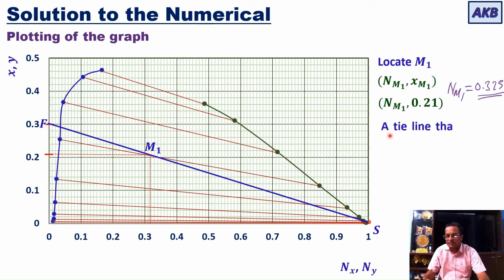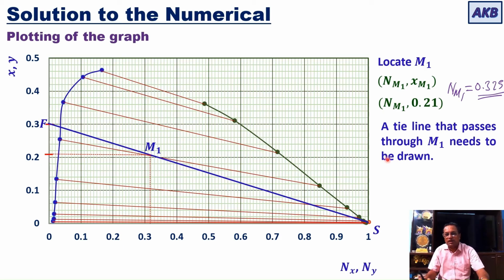Let us move on. Now, our job is to draw a tie line that passes through point M1, because the end points of this tie line are going to give us x1 and y1, and we are going to use x1 and y1 to find out the quantities of raffinate and extract phases. So let us draw the tie line, because the tie line will be drawn by trial and error. I'll tell you how to do that.